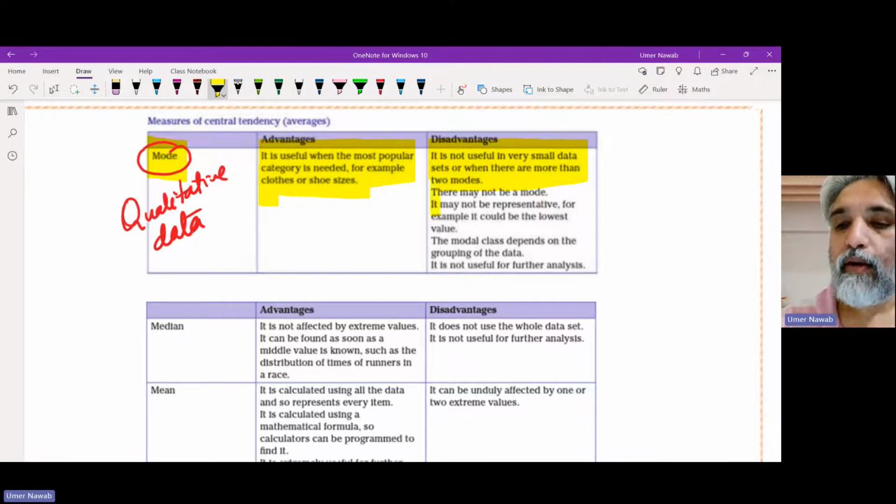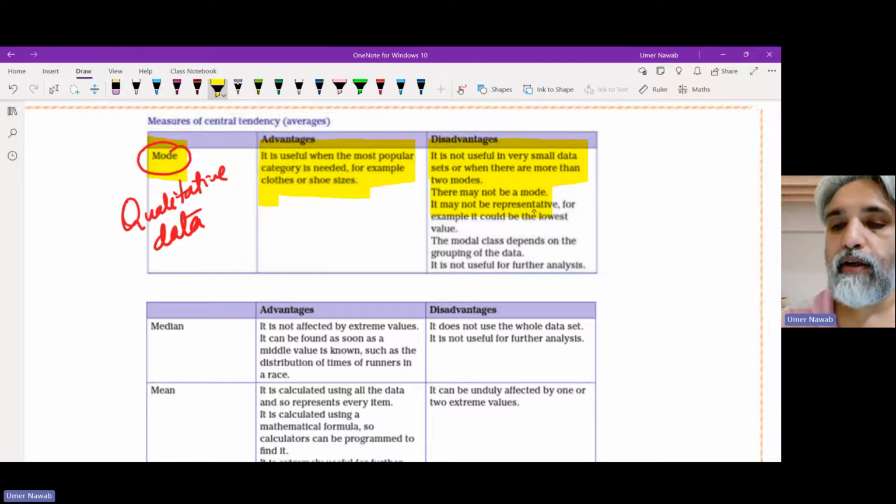Another thing is there may be no mod. If I write a data set in which none of the values is repeated more than one time, we cannot find the mod in that data set. So this is also a disadvantage.